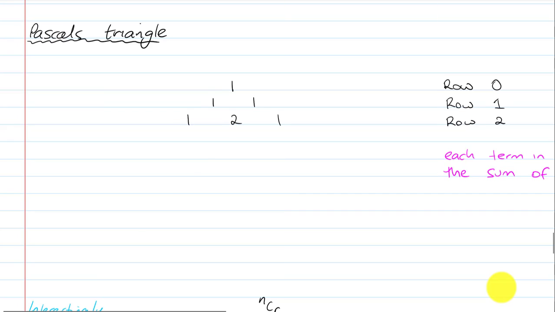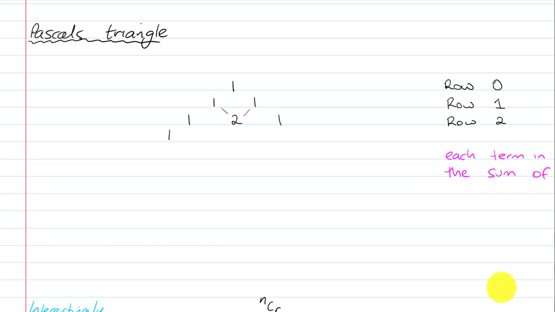We have row 0, 1, 2. It starts with a 1, and it's got a diagonal of 1s on each side. And then the in-between numbers are the sum of the numbers above. So 2 is a sum of 1 and 1. And so I can develop the next row. It starts with 1. 1 plus 2 is 3. 2 plus 1 is 3. And 1. 1. 1 plus 3 is 4.